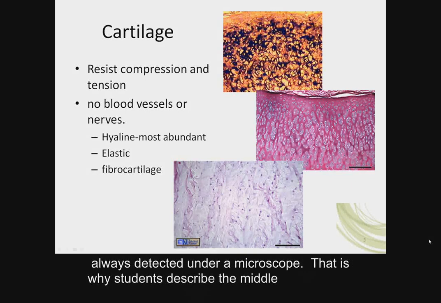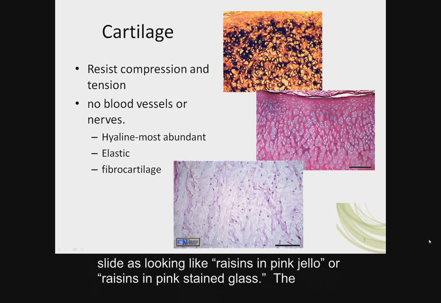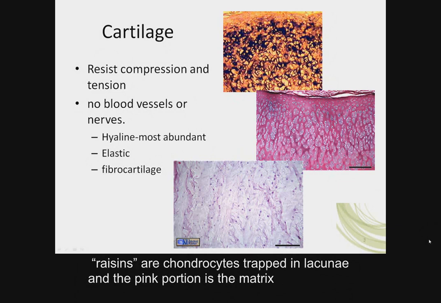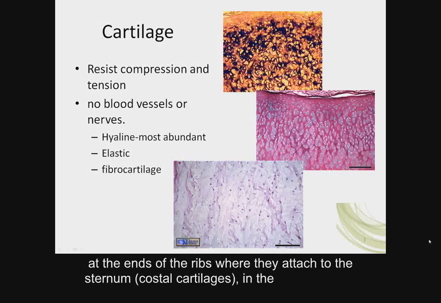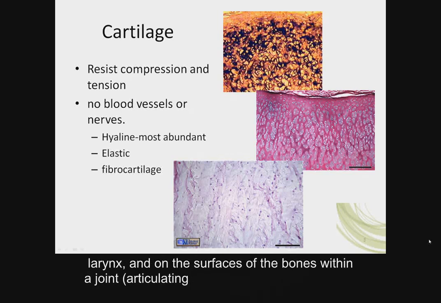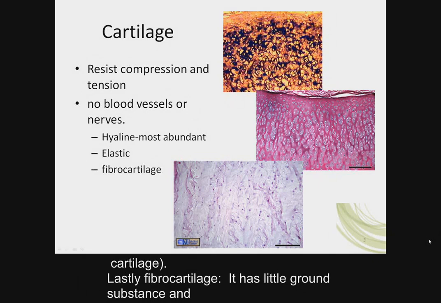That is why students describe the middle slide as looking like raisins in pink jello or raisins in pink stained glass. The raisins are chondrocytes trapped in lacunae, and the pink portion is the matrix where the collagen fibers would be. You would find hyaline cartilage in the body at the ends of the ribs where they attach to the sternum. These are the costal cartilages, in the larynx, and on the surfaces of the bones within a joint, or articulating cartilage.